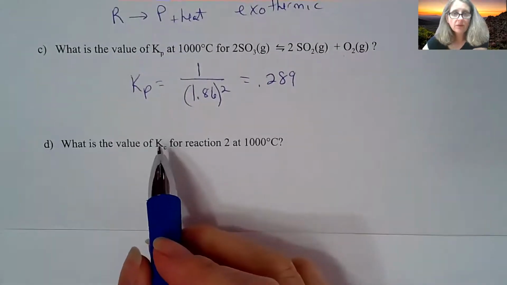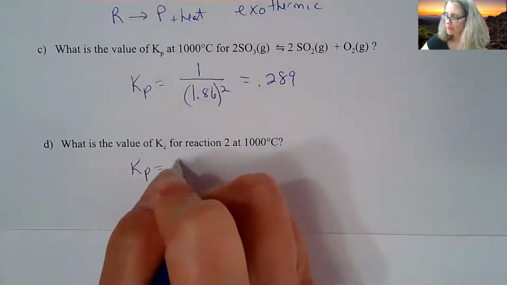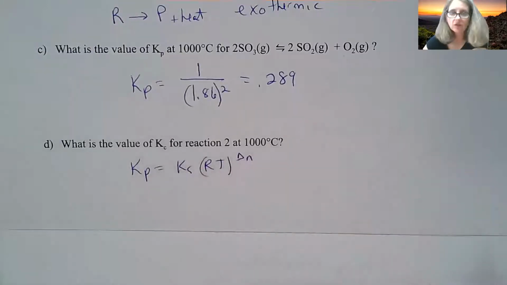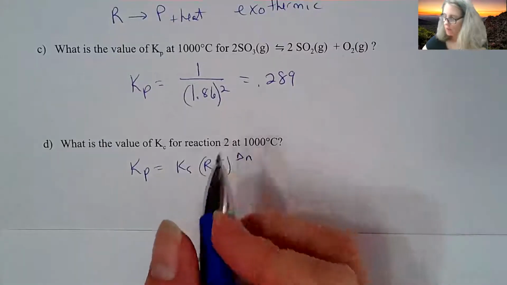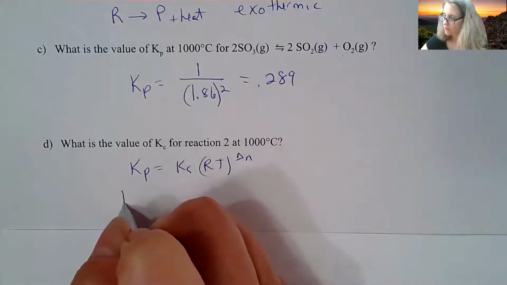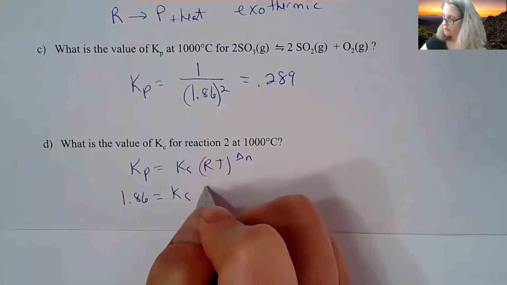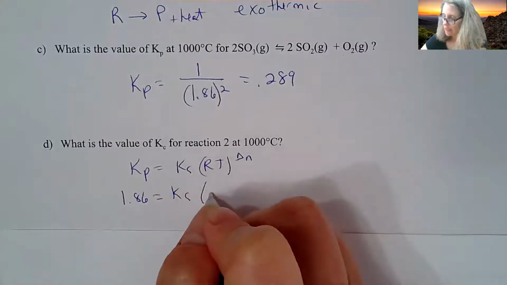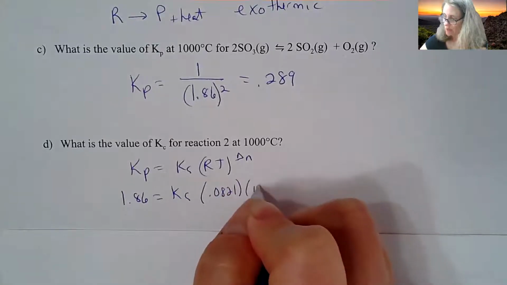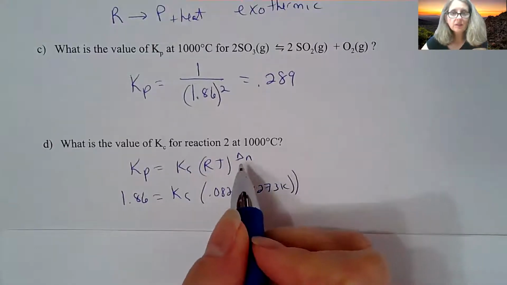And then what is the value of Kc for reaction 2 at 1,000? Again, we know Kp is equal to Kc times R times T to the power of the change in n. My Kp value at 1,000 is 1.86. I don't know my Kc, but we're going to do this in atmospheres, and I would tell you that. And then my temperature is 1273 Kelvin. But the question is, what's my delta n?